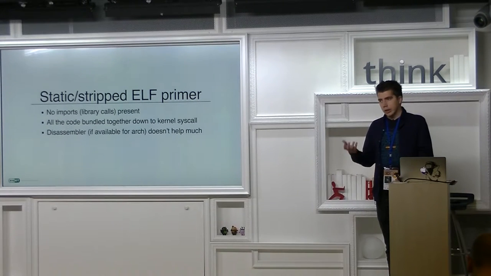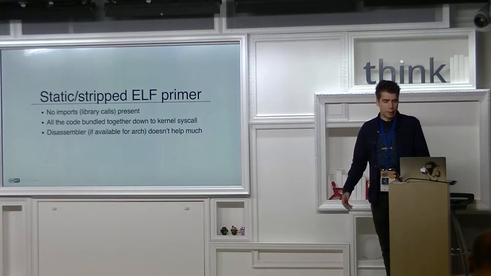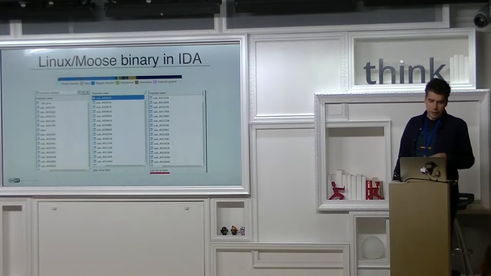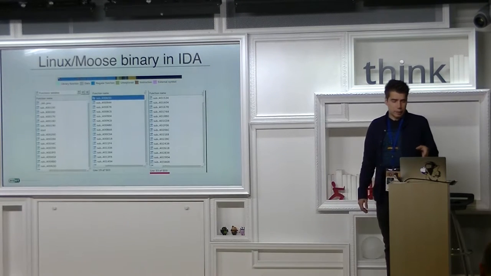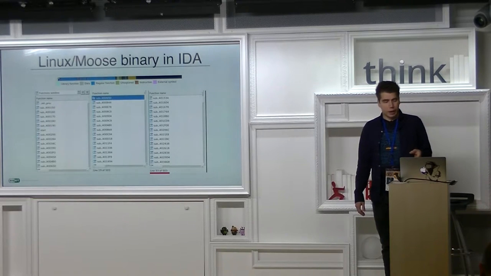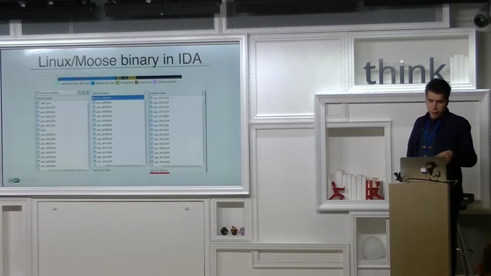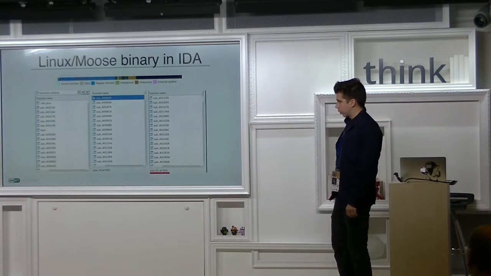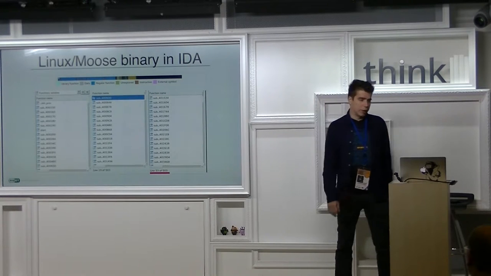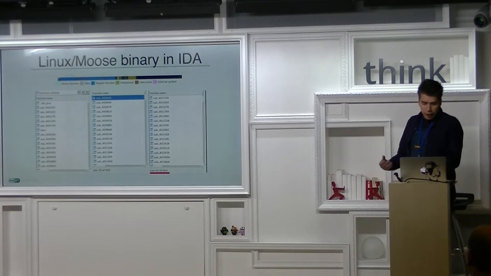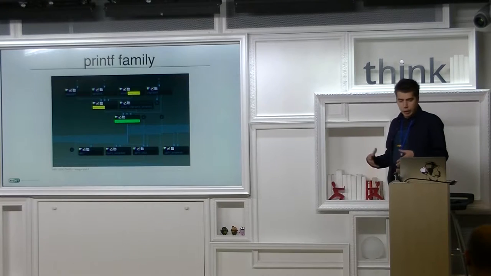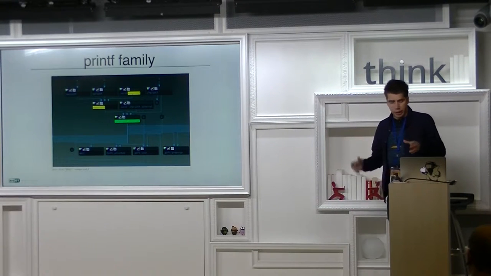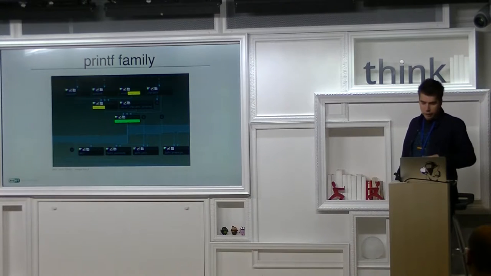You need to look at the .h file for the Linux kernel and then manually or through an IDA script map them. So just to give you a sense, this is how the Linux Moose binary looks in IDA. As you can see, in those three pages we see 33 lines of functions out of 500 functions. So this is only the beginning of the whole thing. Now, the code is not simple to analyze. Let's take as an example if you try to debug the printf, just so you get a sense of how complicated it is to deal with statically linked stripped binaries.